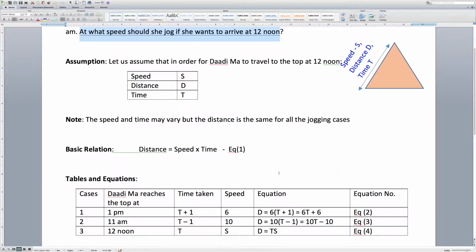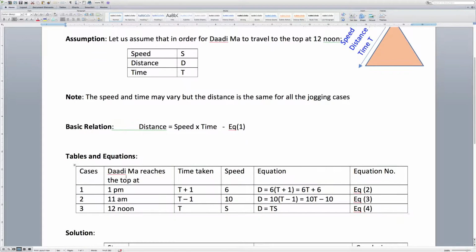You have given some basic fundamental mathematical concept. This basic relation that you've used is that distance is speed into time. This is something that cannot be denied. It cannot be challenged. So if this is the basis of your solution, then you're on a very, very strong foundation. No one can challenge you. And then you get all your tables and equations.